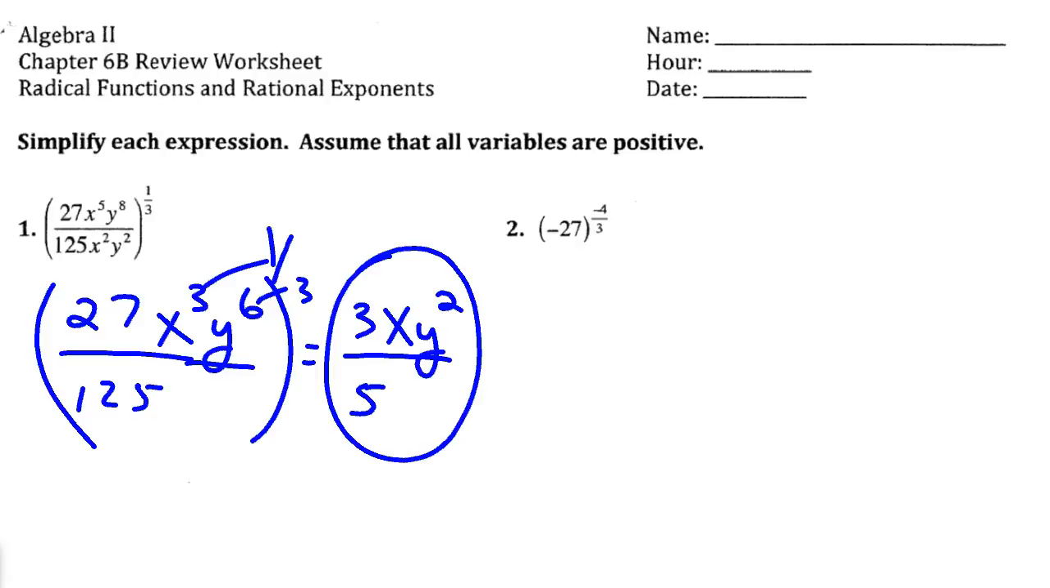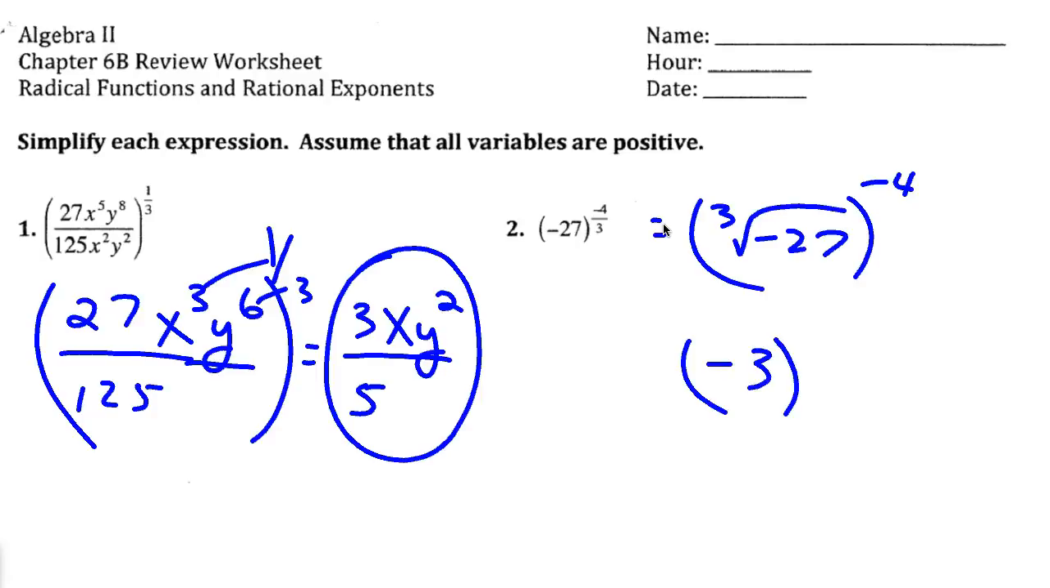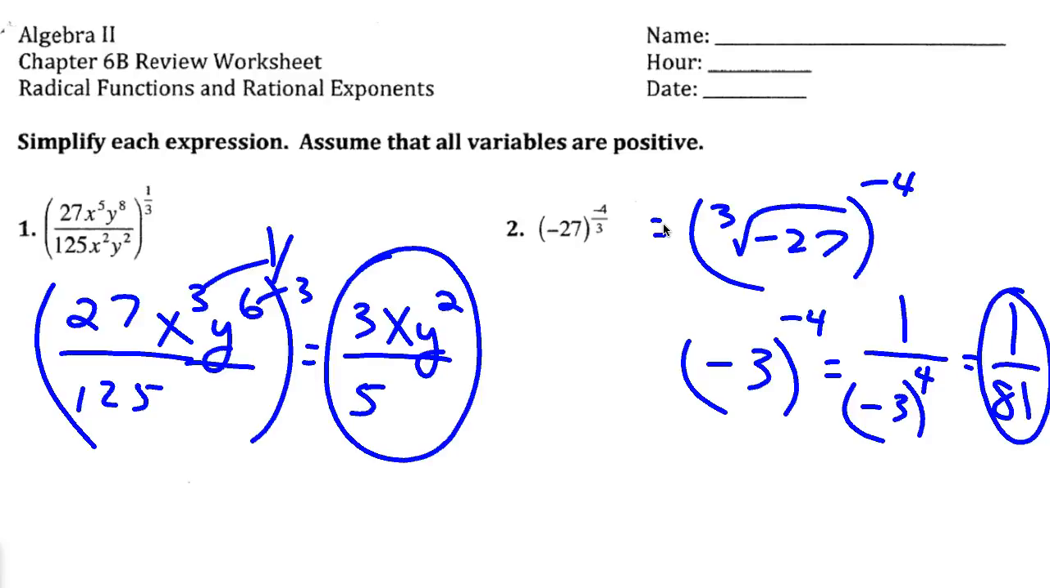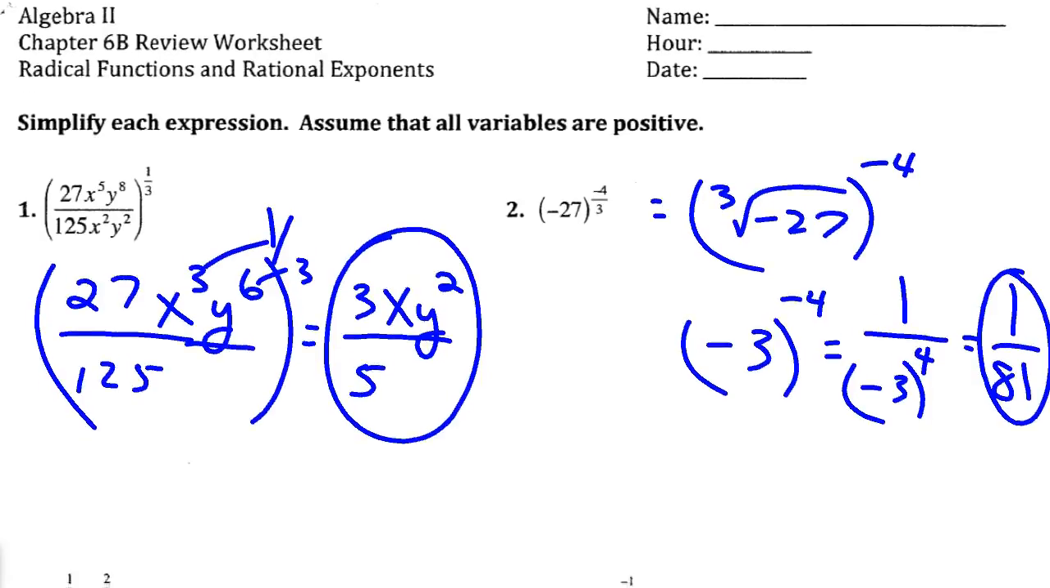Number 2, I would think of this as the third root of negative 27 to the negative 4th. The third root of negative 27 is negative 3. Negative 3 to the negative 4th is the same as 1 over negative 3 to the positive 4th. Negative exponents make fractions. They don't make negative numbers. So I just flip it. And then negative 3 to the 4th is positive 81. There's 4 negatives there. So the 4th power means there's 4 negatives, so that turns it into a positive.